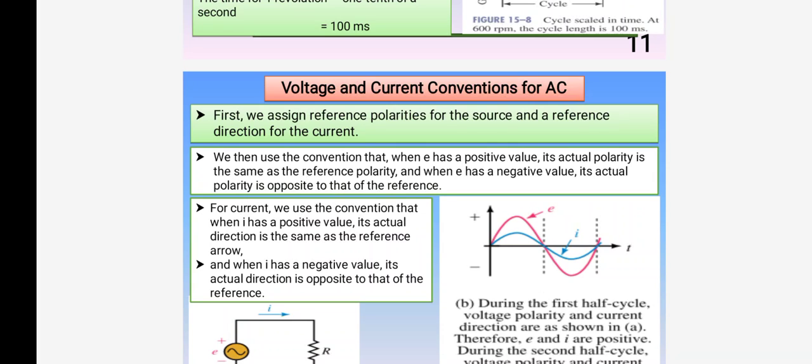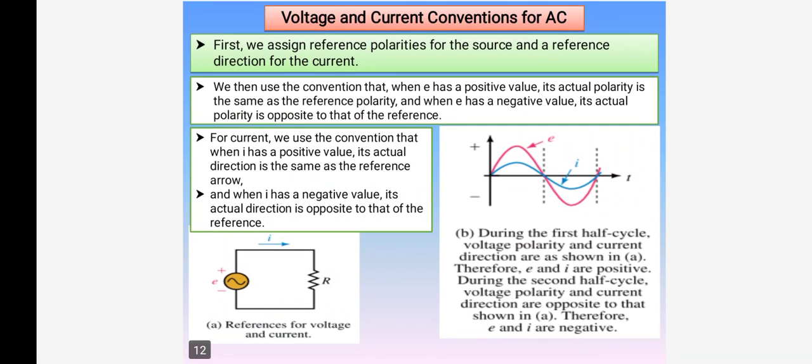Similarly, for the current, we use the convention that when I has a positive value, its actual direction is the same as the reference arrow, and when I has a negative value, its actual direction is opposite to the reference arrow. You can see from the diagram, the voltage and current are the same. A positive voltage means there is a positive current. A negative voltage means there is a negative current.